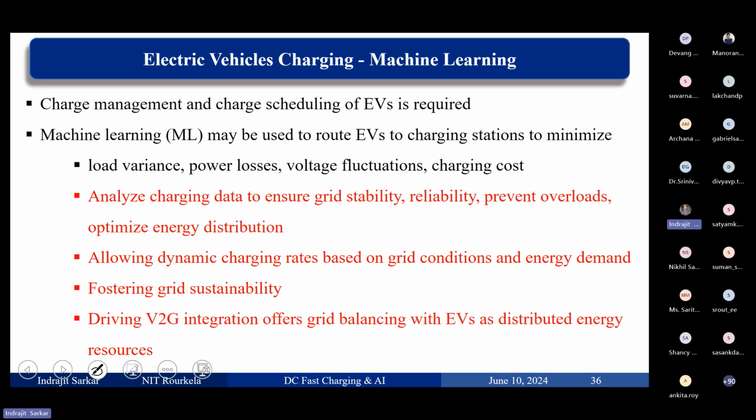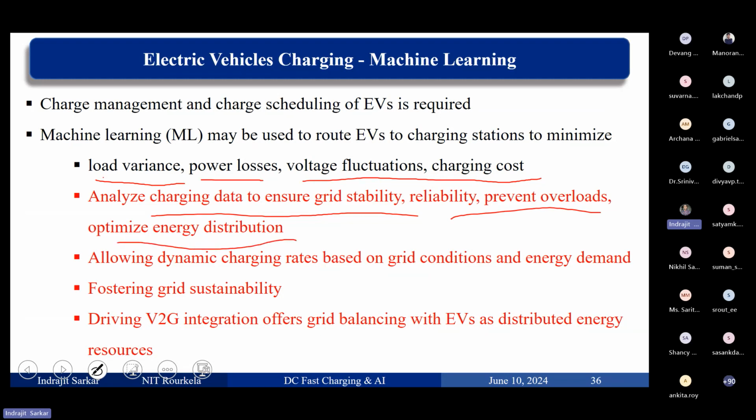Machine learning may be used to route EVs to charging locations to reduce load variance. I already mentioned this, but I am explaining again. It routes the EV owner to a specific charging location in order to minimize load variation, power loss, voltage fluctuation and charging cost. It is taking care of both the grid and the customer. It analyzes charging data to ensure grid stability, reliability and peak shaving, and to prevent overloads. It optimizes energy distribution, allowing dynamic charging rates based on grid condition.